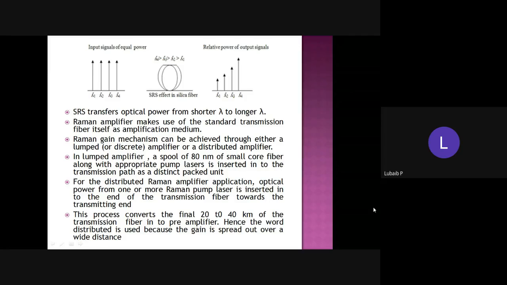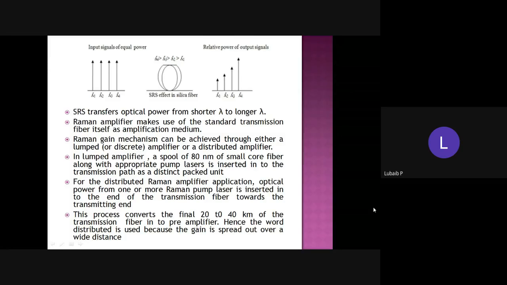For the distributed Raman amplifier application, optical power from one or more Raman pump lasers is inserted into the end of the transmission fiber towards the transmitting end. This process converts the final 20 to 40 kilometers of the transmission fiber into a pre-amplifier. Hence, the word distributed is used because the gain is spread out over a wide distance.